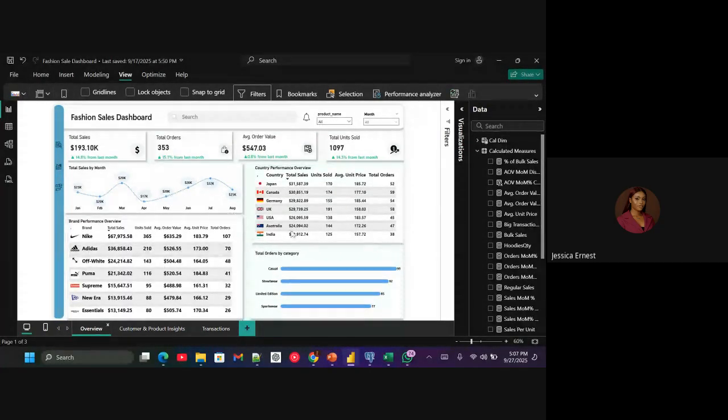And then going to the total orders by categories, we have casual, which is leading, which means more people bought casual. We have 99, and streetwear we have 92. The limited edition we have 87, and sportswear we have 77.